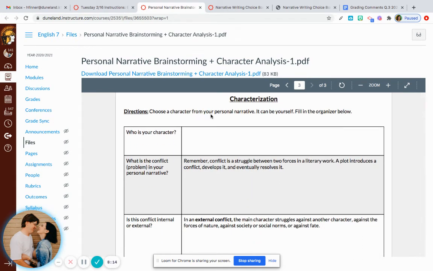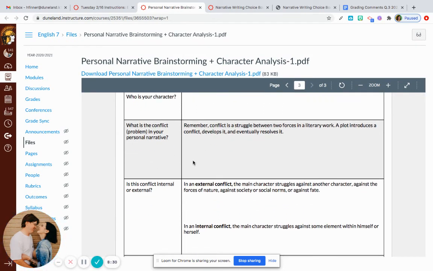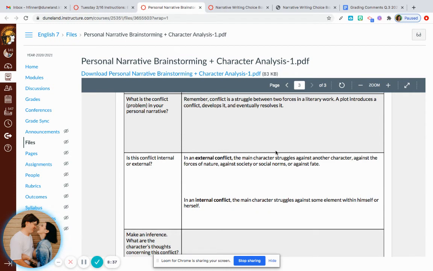Next, you're going to choose a character from your personal narrative. If you are putting yourself as a character in your story, it can be yourself, or you can choose another character. So you're going to tell me who your character is. What is the conflict or problem in your personal narrative? Tell me what the conflict is going to be. Again, for my example, my conflict was that I was very nervous to go skydiving for the first time, and I almost didn't want to do it, but I knew it was something I needed to do for me to feel like an adult.